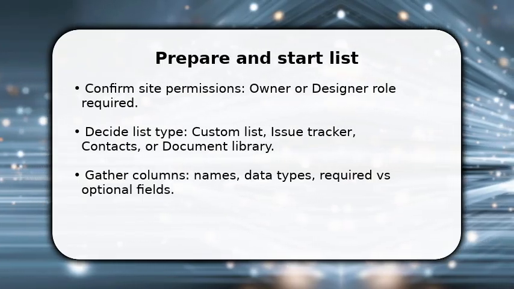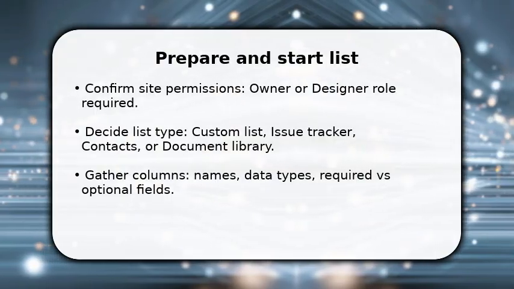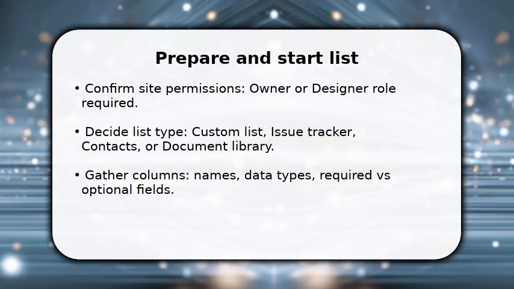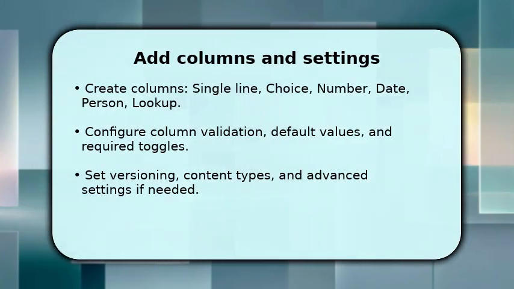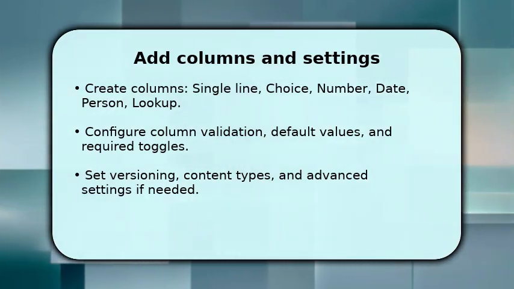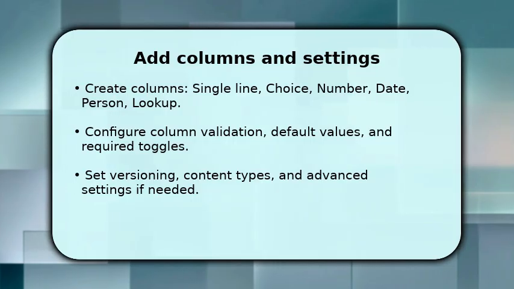Make sure to plan column types now: text, choice, date, because those decisions determine data validation and future views. Now you add and configure columns. Click Add Column and pick the appropriate type for each field. Use choice for controlled values and person for user lookups. Set defaults to speed data entry.